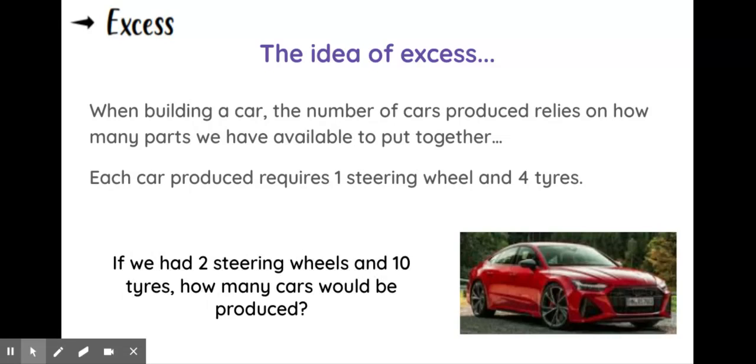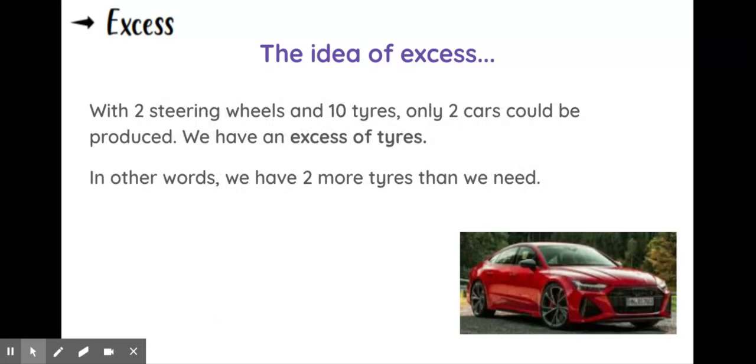So the question is, if we had 2 steering wheels and 10 tyres, how many cars would be produced? I want you to have a wee think about that and think of what your answer is going to be. With your 2 steering wheels and 10 tyres, only 2 of your cars could be produced. You have an extra 2 tyres, so we would say you have an excess of tyres. Your 2 steering wheels pair up with 8 tyres to make 2 cars, and you have 2 more tyres than you need. In other words, you have 2 tyres left over. That's what we would call an excess of tyres.